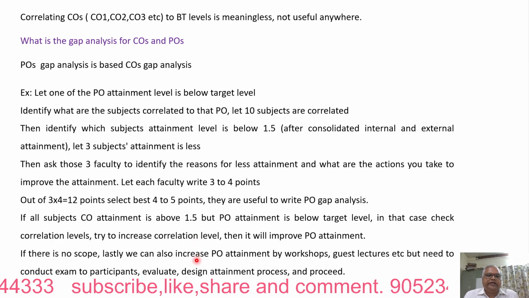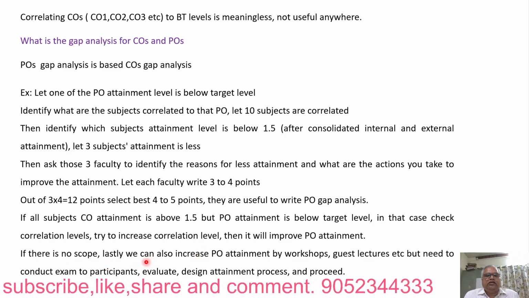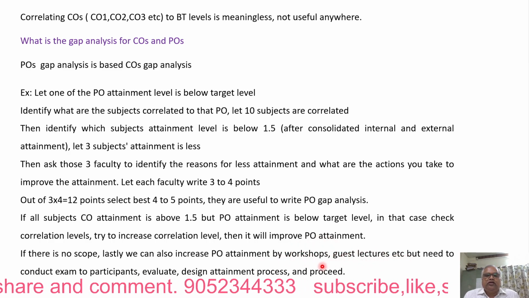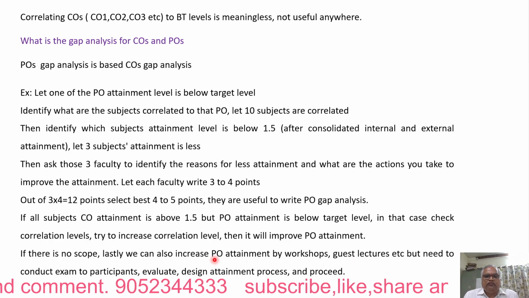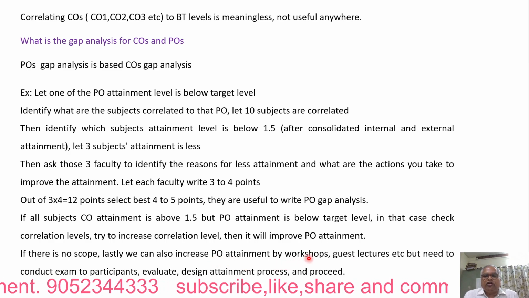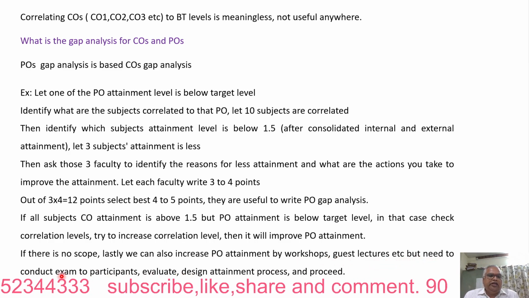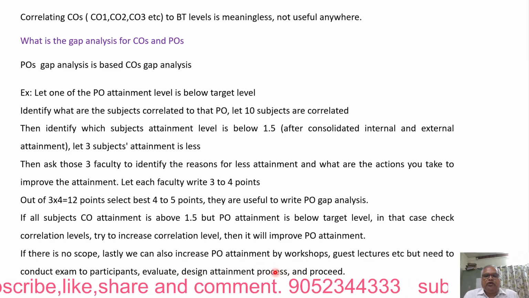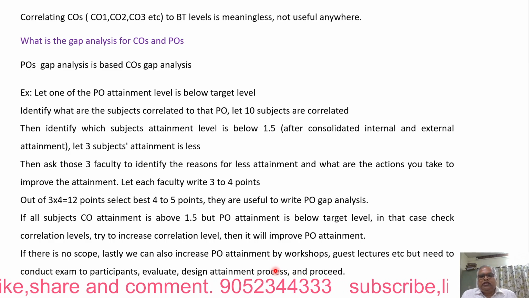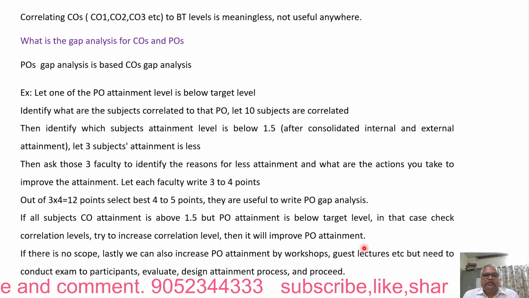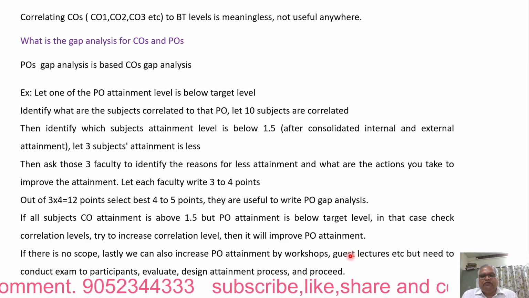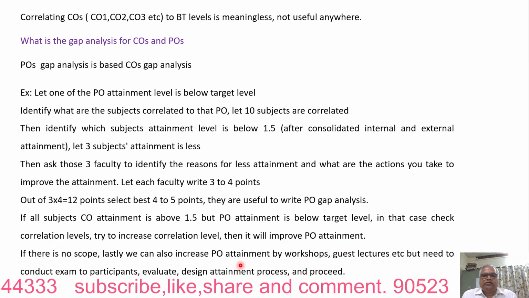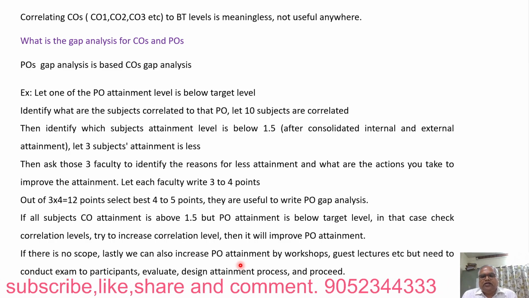This is another point. If there is no scope, and correlations of 2 or 3 are already there, attainment is also above 1.5, and still PO attainment is less, then lastly we can increase the PO attainment by workshops and guest lectures. Based on which PO attainment is less, accordingly plan a workshop or a guest lecture, etc. But you need to conduct an exam for participants, evaluate, then design the attainment process and add it to the PO, and see that PO attainment is improved. This will be applied to the next batch. The batch where PO attainment is less cannot be changed now. So it's for the next junior batch. Do these things and see that it will be improved.